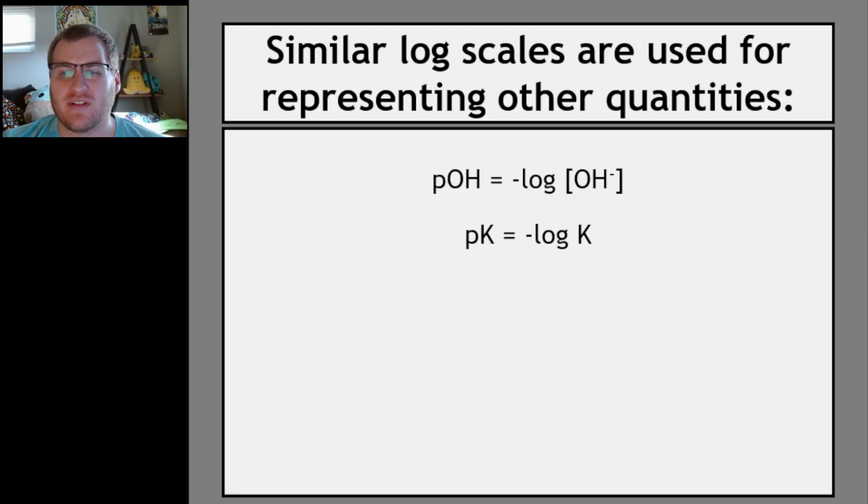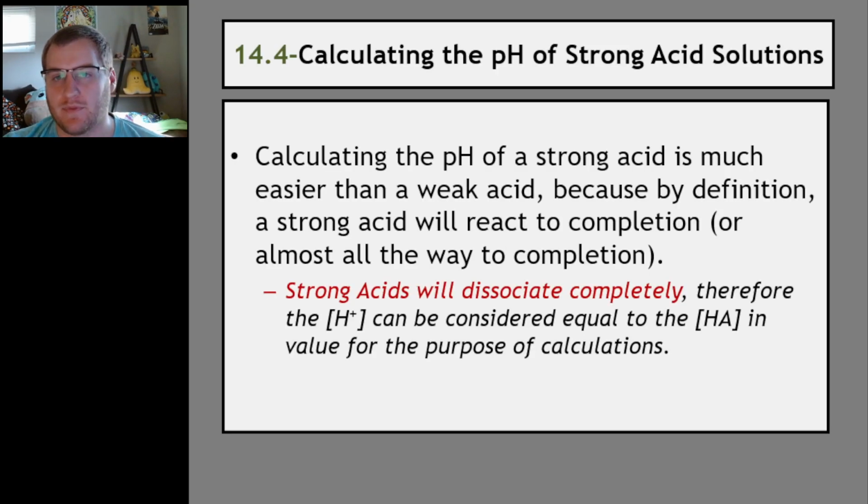Okay, here's the pOH, which is also another formula we're going to use all the time. This is just like pH, but it measures how basic something is. You just take the negative log of the OH minus concentration. And then pK, we're going to learn a lot about in the next unit, and you're going to love it.